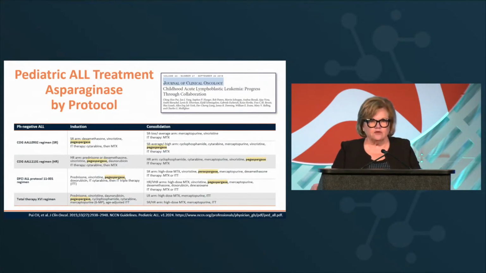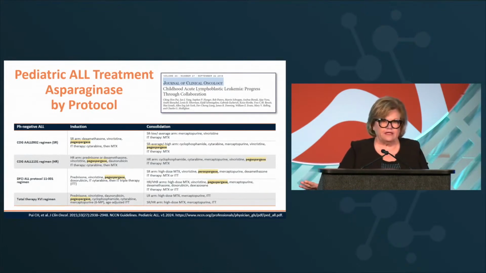So we know that all the pediatric ALL treatment protocols include asparaginase, and these are just some examples of when asparaginase, particularly listed here as PEG asparaginase, is included in the induction protocols. So it's an essential drug for the induction and the intensification of our patients with leukemia and lymphoma.